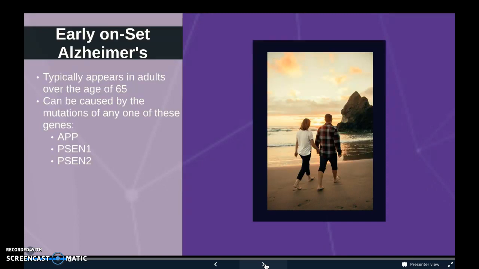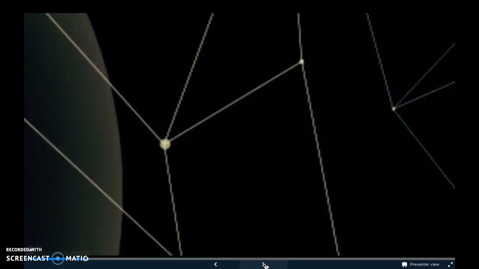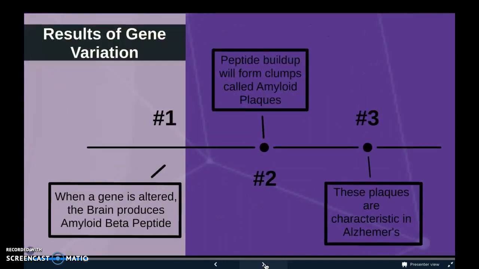The early onset stage has been evaluated by researchers to be caused by mutations in one of these three genes: APP, PSEN1, or PSEN2. In an article posted by the U.S. National Library of Medicine, it is stated that when any of these genes are altered, large amounts of a toxic protein fragment called amyloid beta peptide are produced in the brain. This peptide can build up in the brain to form clumps called amyloid plaques, which are characteristic of Alzheimer's disease. A buildup of toxic amyloid beta peptide and amyloid plaques may lead to the death of nerve cells and the progressive signs and symptoms of this disorder.